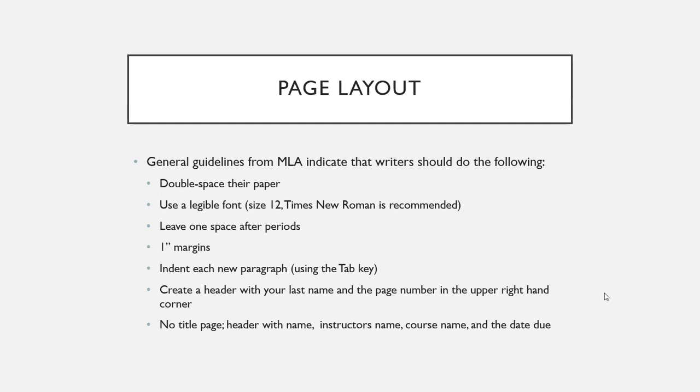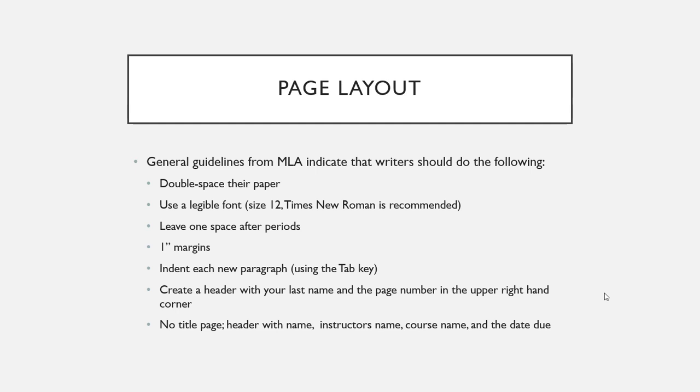So the page layout. General guidelines from MLA indicate that all writers should do the following. They need to double space their paper. You need to be using a legible font. I always tell students, size 12, Times New Roman. Leave one space after your periods when you're typing your sentences, unless your teacher tells you otherwise, just one. 1-inch margins. The Word document, whenever you pull it up, is automatically set to this. So unless you've changed it, that should be good to go.